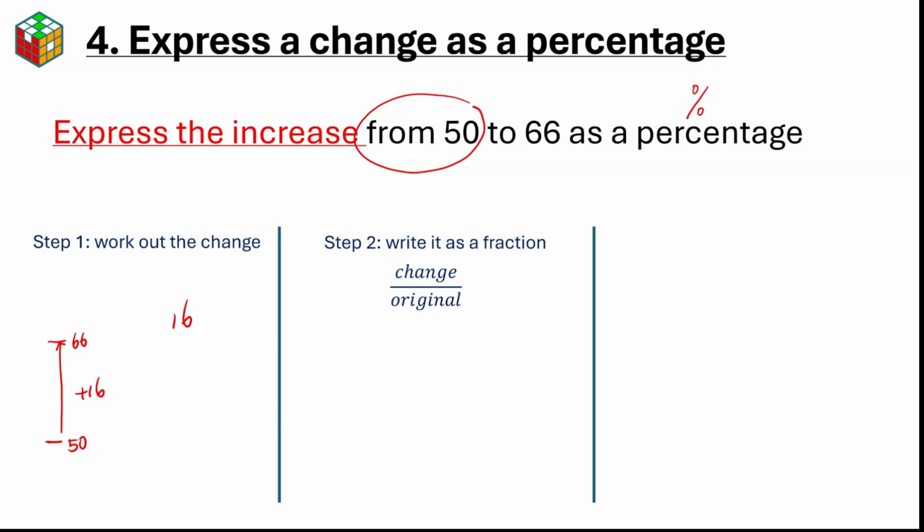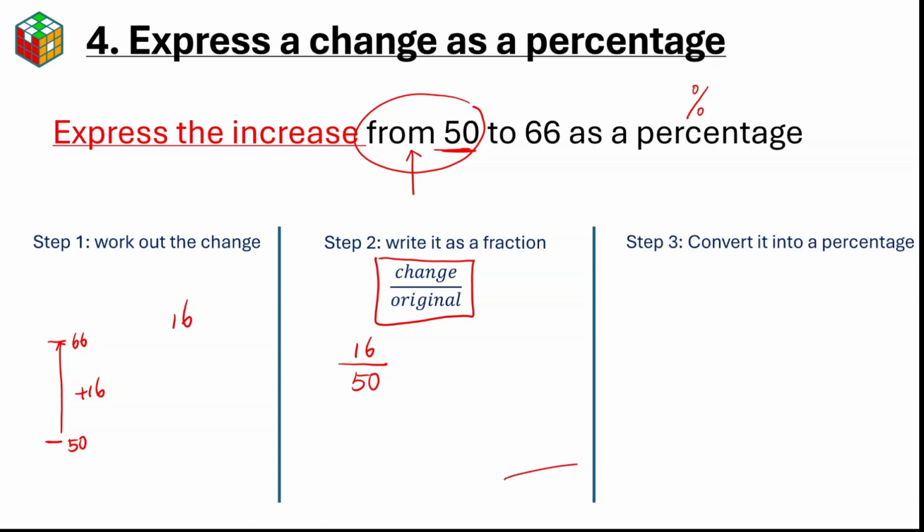Step 2 is to write it as a fraction. And this, you need to remember it by heart. You need to write the change as a numerator at the top. And the original amount is after the word from. From whatever it is, it will be the original amount. So 50. And I need to write that as a percentage. 16 out of 50, I need to force the denominator into 100. I times it by 2, times it by 2. So 32, that means that is 32% increase that I know.